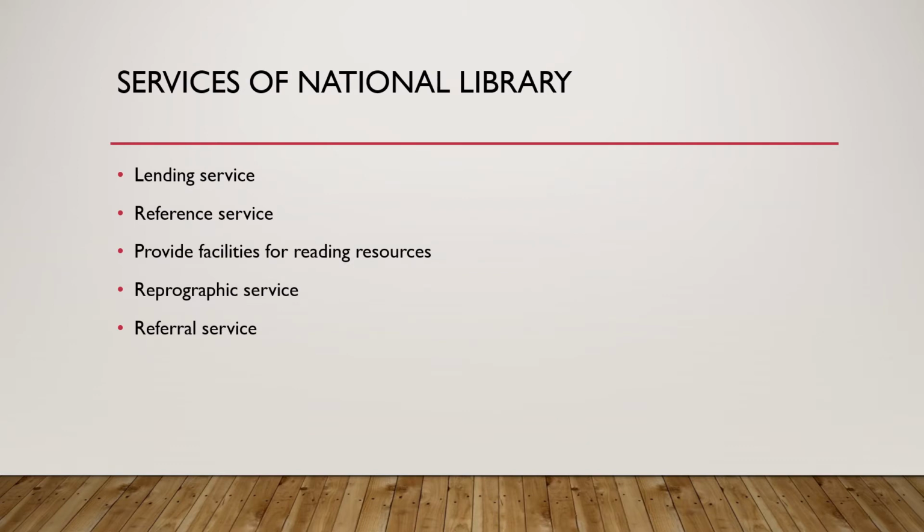Now let us discuss the services of a national library. We have five services of national libraries and it is as follows. The first one is interlibrary lending service. If a book is not available in the library, then it could be borrowed from other libraries. The second one is a reference service to offer reference like database services, and it should be provided to the user as information services. We also have to provide facilities for reading resources or material consultations and others. It also provides reprographic services like photocopying of references. And the fifth one is the referral service.